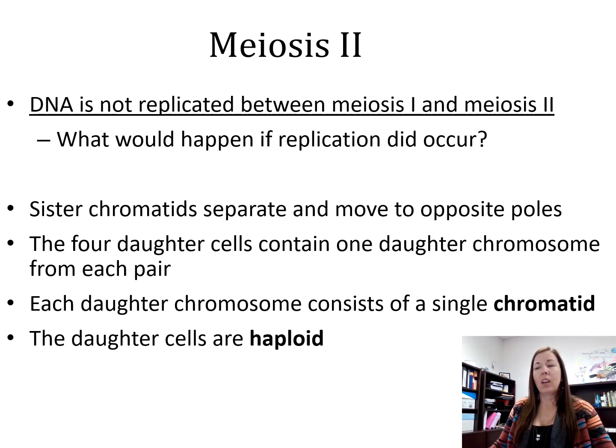During meiosis 2, DNA actually doesn't get replicated, obviously, because you're trying to reduce the chromosome number, not increase the chromosome number, right? During meiosis 2, the sister chromatids separate and move to opposite poles. You'll end up with 4 daughter cells containing 1 daughter chromosome from each pair. So each chromosome consists of a single sister chromatid. Now those daughter cells are haploid. At the end of mitosis, you get 2 genetically identical daughter cells, but at the end of meiosis, you get 4 genetically unique daughter cells.